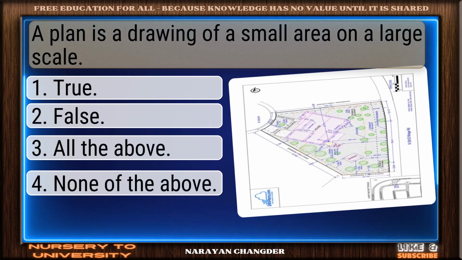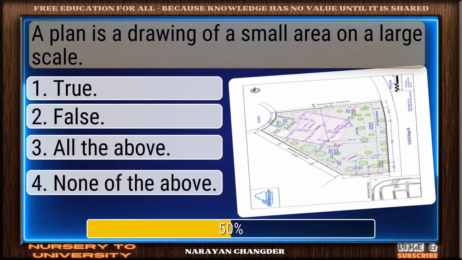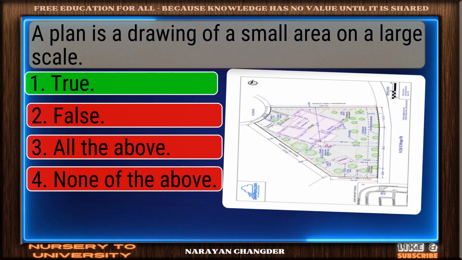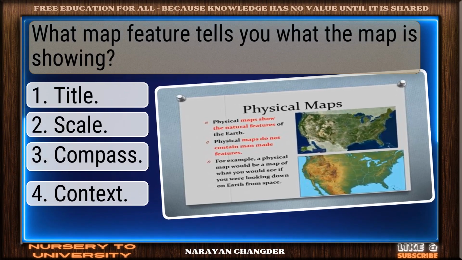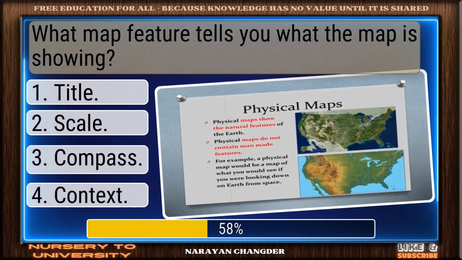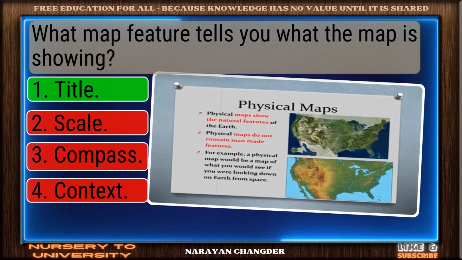A plan is a drawing of a small area on a large scale. Good thinking. True is the right answer. What map feature tells you what the map is showing? Excellent choice. Title is the right answer.